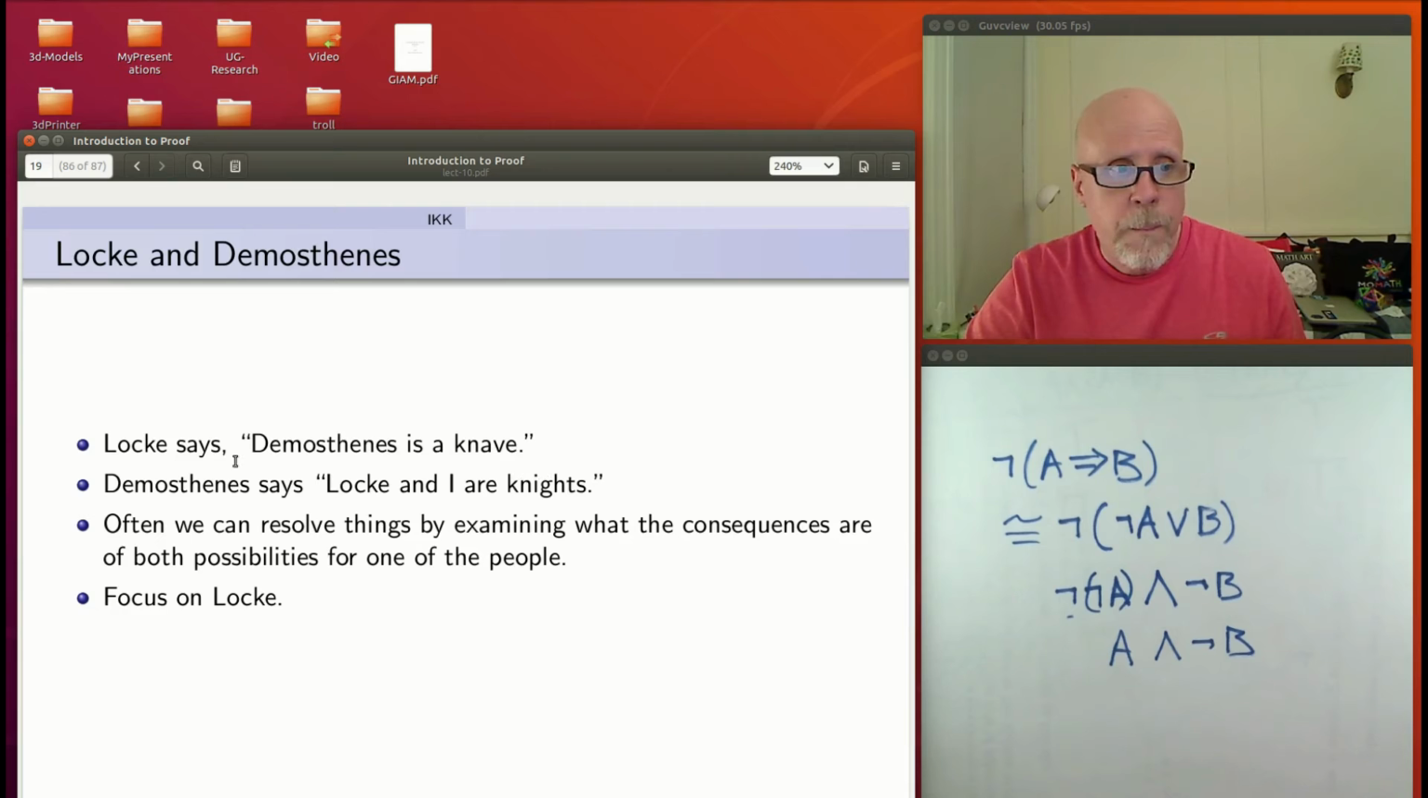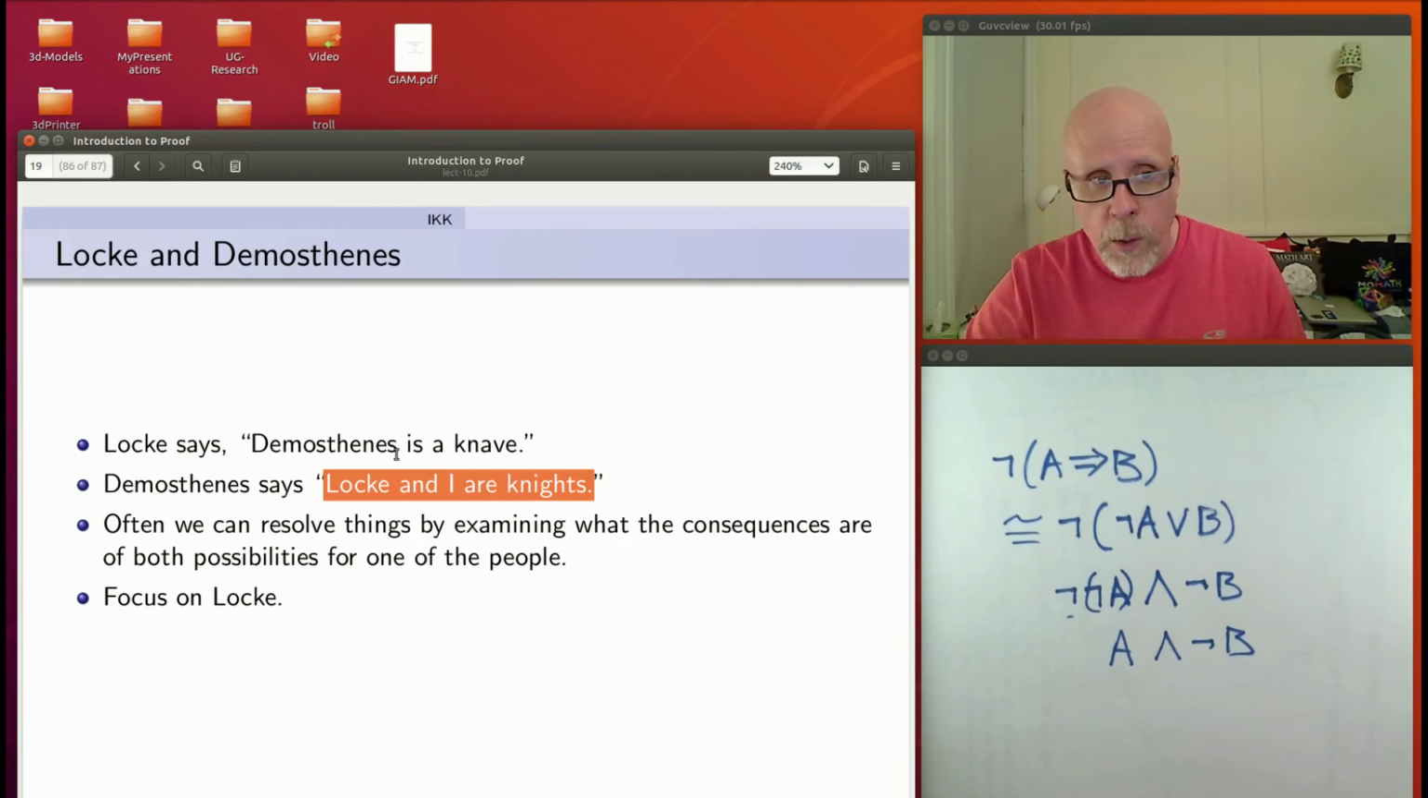What if he's a knave? If he's a knave, this is a lie, right? So, in fact, Demosthenes is a knight, and that means this statement, Locke and I are knights, is true. But we were just supposing that Locke is a knave. So how can this be true? So the one supposition that Locke is a knight, Locke is a truth teller, doesn't cause us any issues. The other one leads to something contradictory. So I might say that Locke is a knight from that, since there's only the two options. And then he actually is telling us that the other guy's a knave. So we've got that Locke's a knight, Demosthenes is a knave.